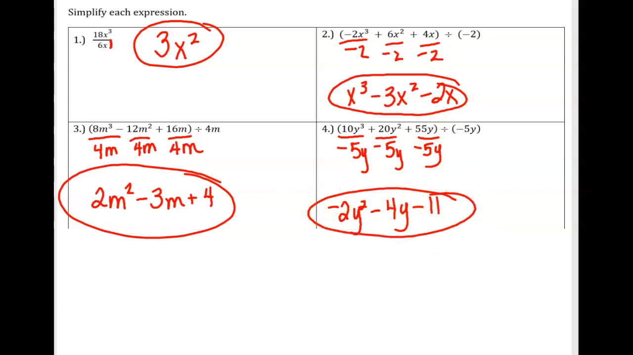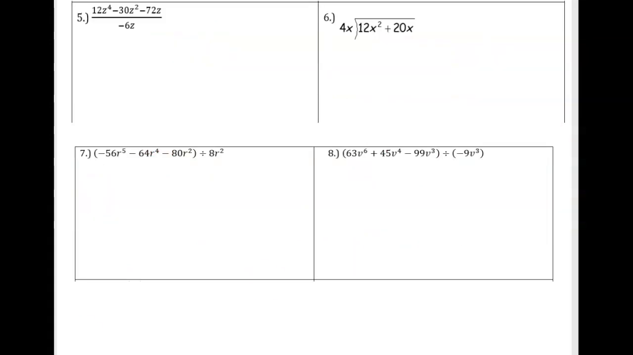Okay, so moving on. All right. You can either rewrite this so that you can divide each term. So 12z to the fourth minus 30z squared minus 72z, all divided by... I meant to do each term. So this is a 12, this is a z, and that's a 30. Okay, so we're going to take each term and divide by -6z.